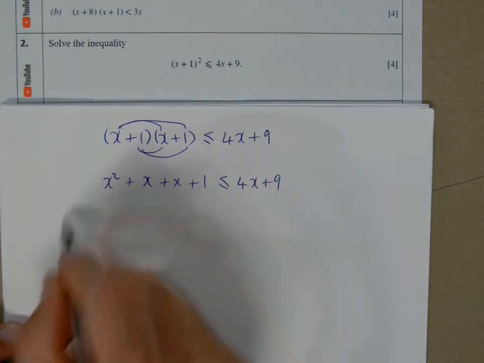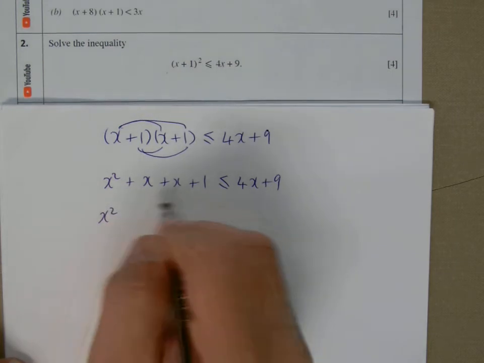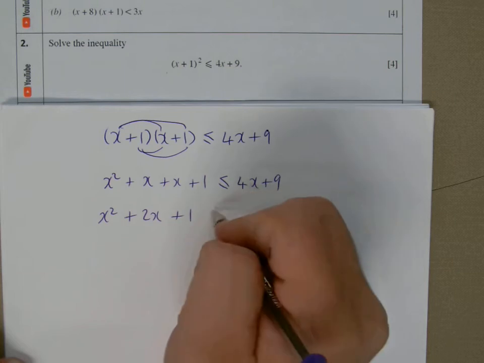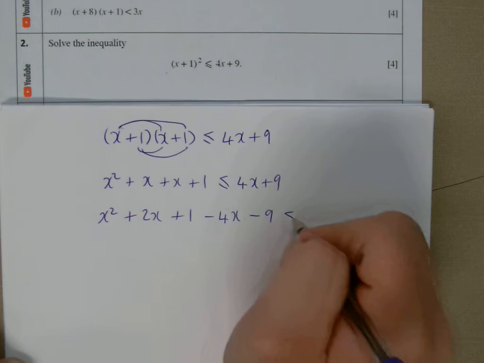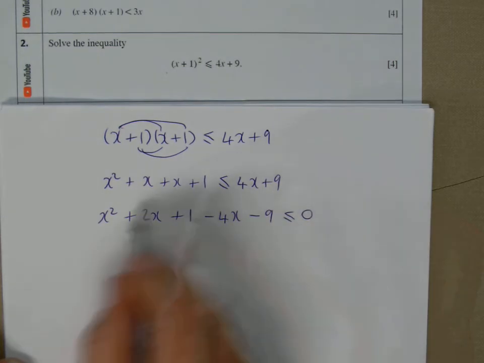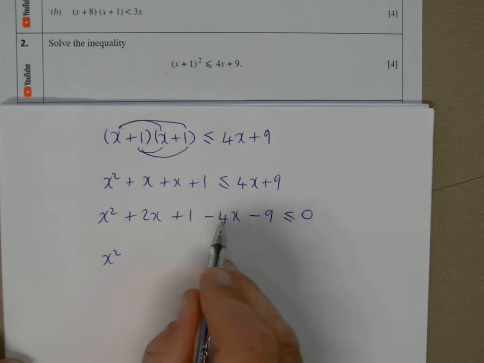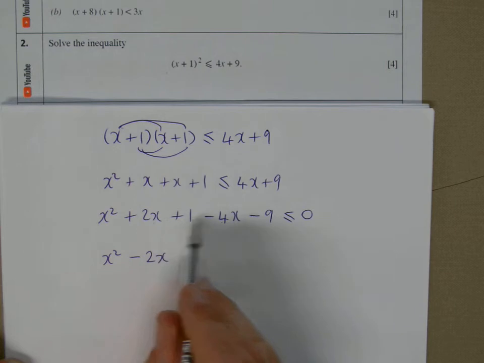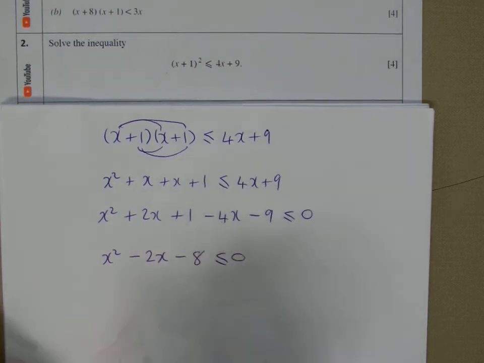What I do then is get everything onto the left hand side. So you've got x squared. Of course, x plus x there is 2x, isn't it? Plus 1. And if we take everything over, it becomes minus 4x, and take the 9 over, it becomes minus 9, less than or equal to 0. So putting this together, you get x squared. Now 2x take away 4x is minus 2x. And then 1 take away 9 is minus 8, less than or equal to 0. So we need to now solve this inequality here.